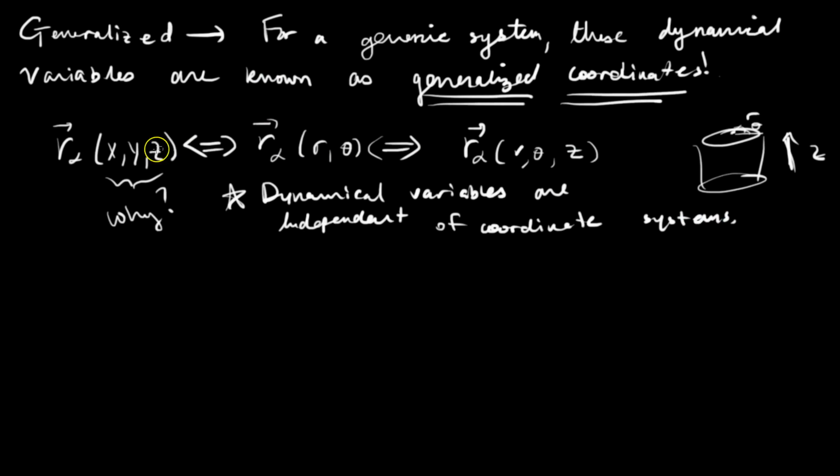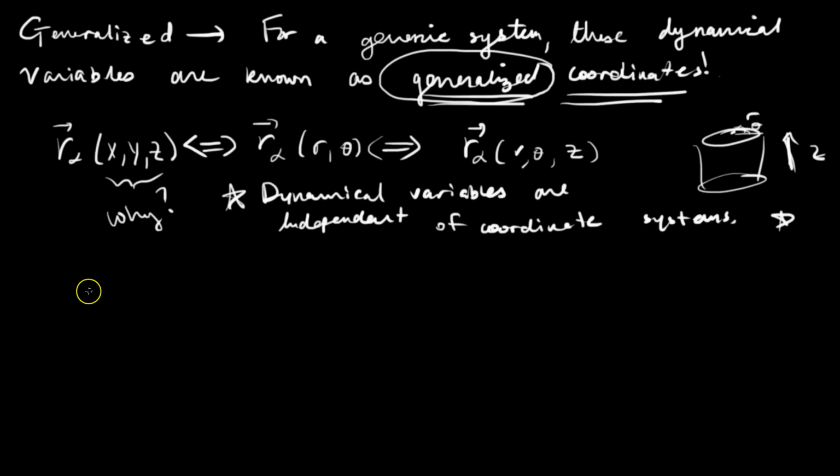Right? R theta z, x, y, z, whatever you want. And that's why we call them generalized coordinates, because they could take on any general form. Starts to make sense now, right? They can be r theta, it could be whatever you want. That's why they're called generalized coordinates.